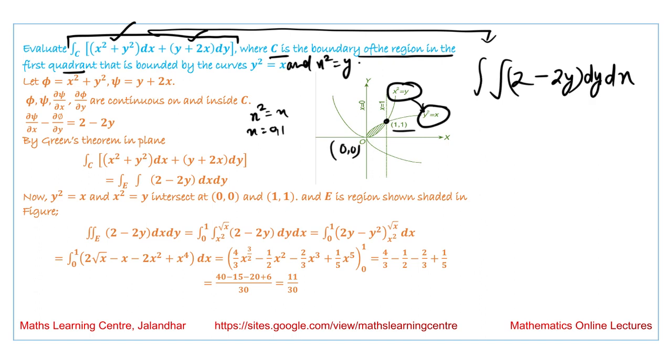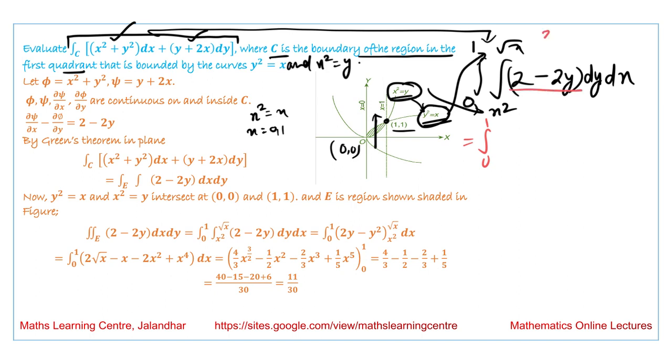Now the limits for y, if we look over here, are varying from this curve, y is equal to x square, to this curve, y is equal to square root of x, and the value of x is varying from 0 to 1. So if we integrate these values, we get integration 0 to 1.